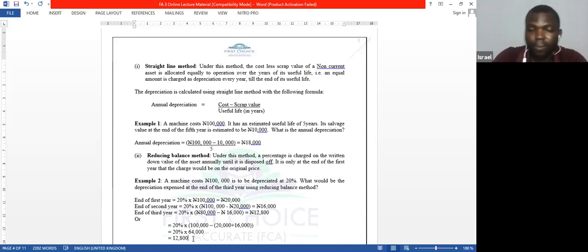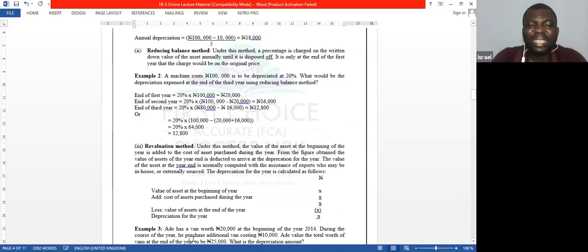So now, another method that we have is the revaluation method. They can also ask you this question in your objective. So please, you need to know them. They can just give you a short scenario that you should calculate the depreciation for the third year. And this is what you expect to do.